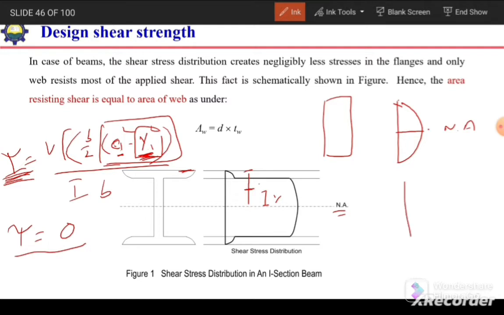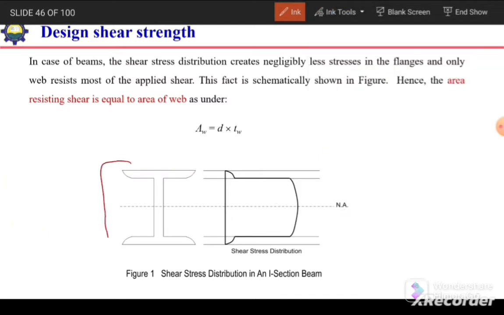In case of flexural stresses, we have the maximum value at the extreme fiber and minimum value or 0 value at the neutral axis. So shear distribution is opposite to that. If we see the distribution of the shear stress in the I section, we can see there is a negligible stress in the flanges, and the stress in the web is significantly high.